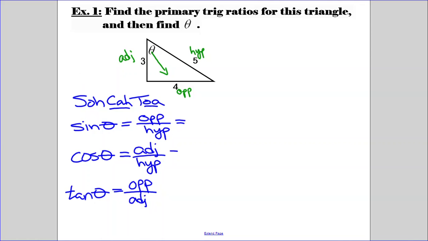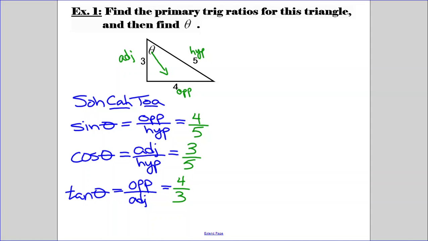sine of theta is going to work out to be opposite over hypotenuse, which is 4 over 5. Cosine is adjacent over hypotenuse, it's 3 over 5. And tan is opposite over adjacent, which is going to be 4 over 3. So I have my trig ratios.